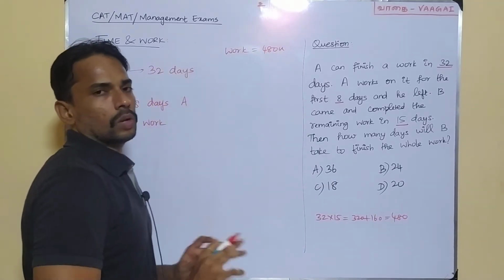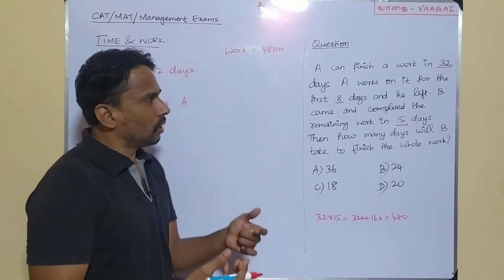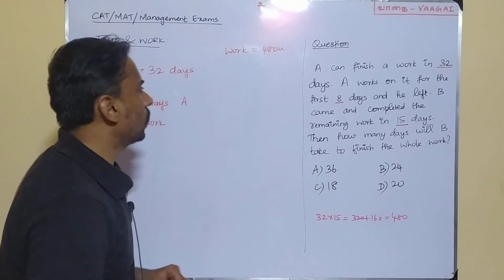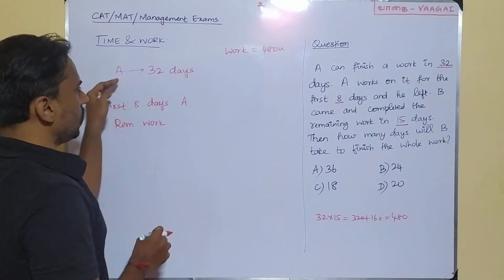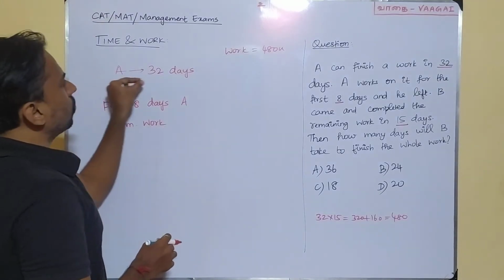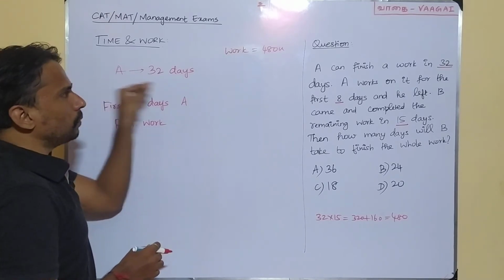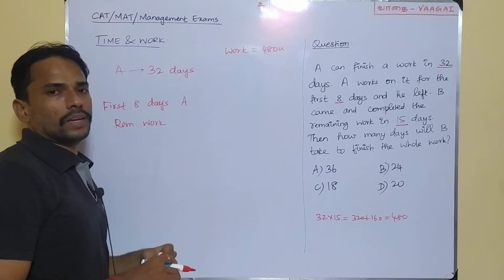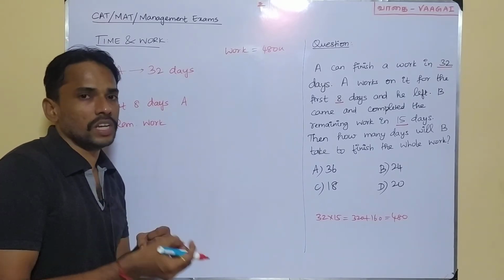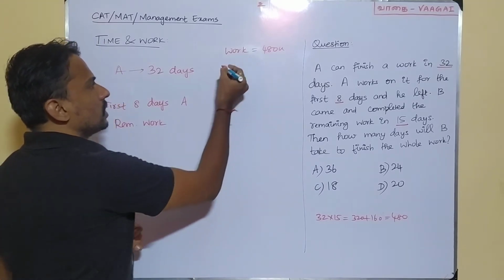So that means they are going to do some work, and that work is 480 units. Now come to A. Here they are starting with A only. A is doing the work in 32 days. That means A is completing these 480 units in 32 days. So in that case, we will calculate the efficiency of A. That is A's efficiency.